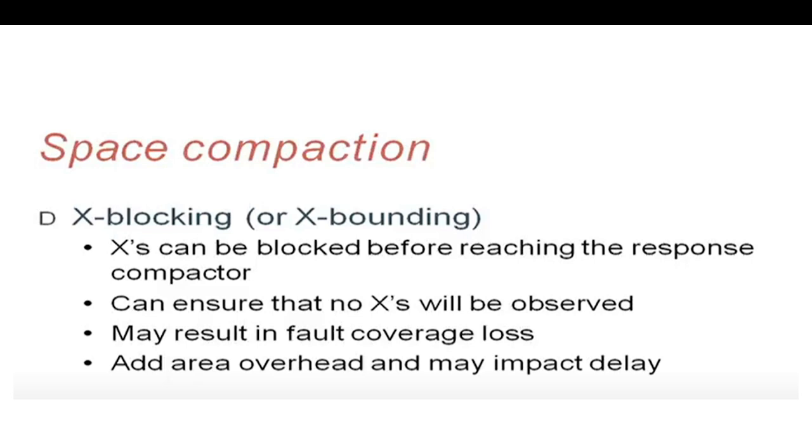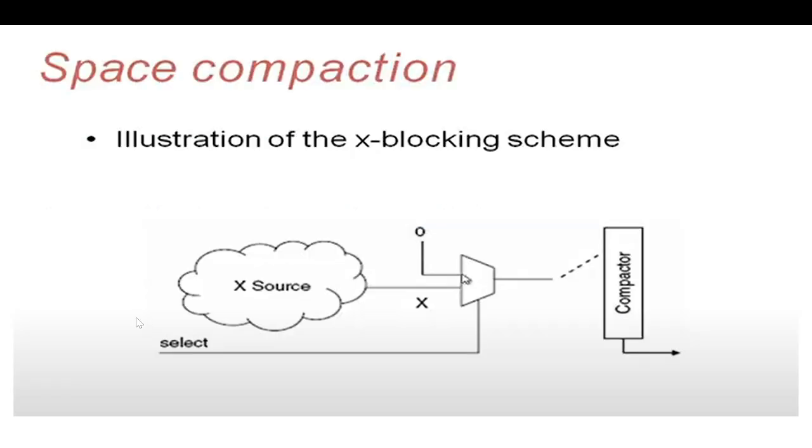Space compaction, X blocking. X can be blocked before reaching the response compactor, which ensures no X will be observed. This may result in fault coverage loss, add area overhead, and may impact delay because we are going to add a multiplexer. In the multiplexer, if we get any X, we mask it, we block it from reaching the compactor. That is this method.